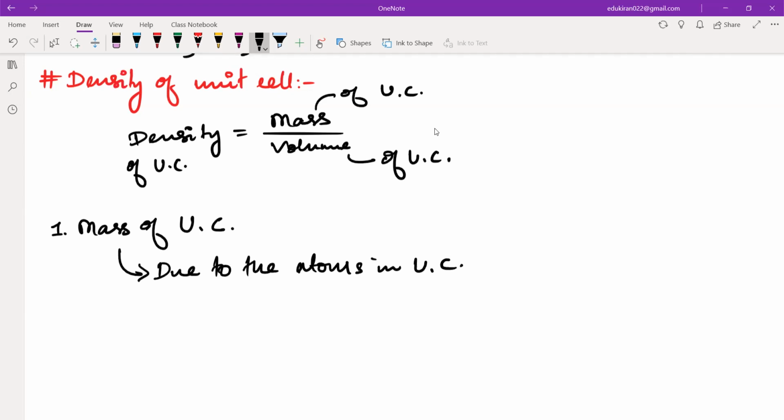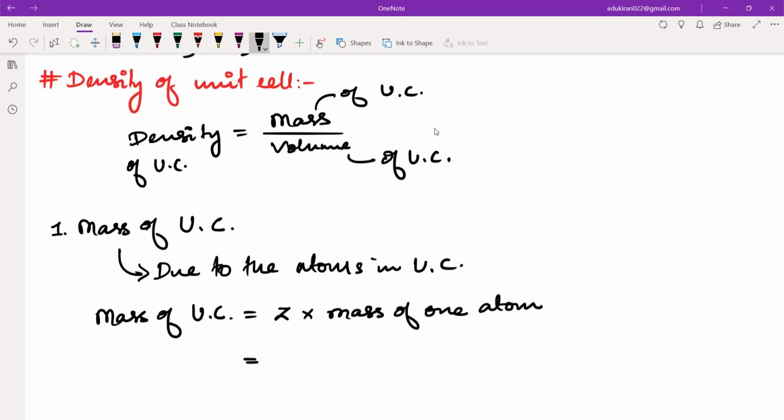Now, due to the atoms, the mass of unit cell will be equal to Z, that means the number of atoms, into the mass of one atom. Correct? Yes. Now Z we know. What is the mass of one atom? We only know from periodic table the molar mass. So molar mass is the mass of how many atoms? Tell me. 1 mole. Correct? Yes. Molar mass is the mass of 1 mole. So if I divide the molar mass by Avogadro's number, that is 6.022 into 10 power 23, then I will get the mass of one atom, right?